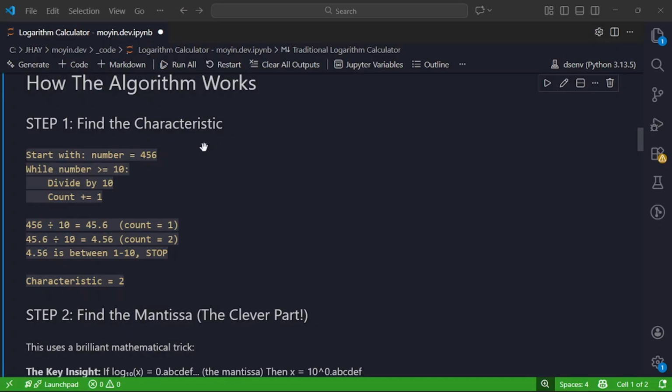Now, 4.56 is between 1 and 10. Do you get? So 4.56 is less than 10. That simply implies that it cannot be divisible by 10. Because of that, it doesn't work. We stop there. The characteristic is simply 2 for 456. So straightforward. Like I said, the characteristic is very simple to get, and it's not difficult at all. Now, to the mantissa. So yes, to the mantissa.